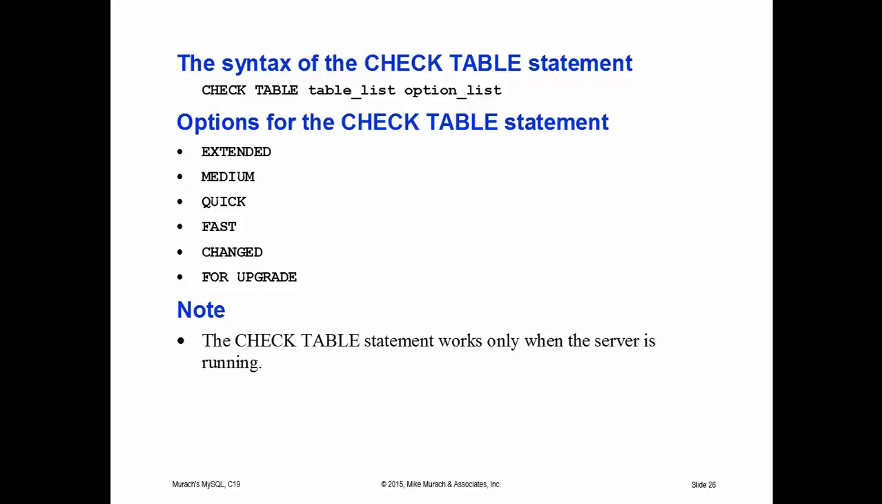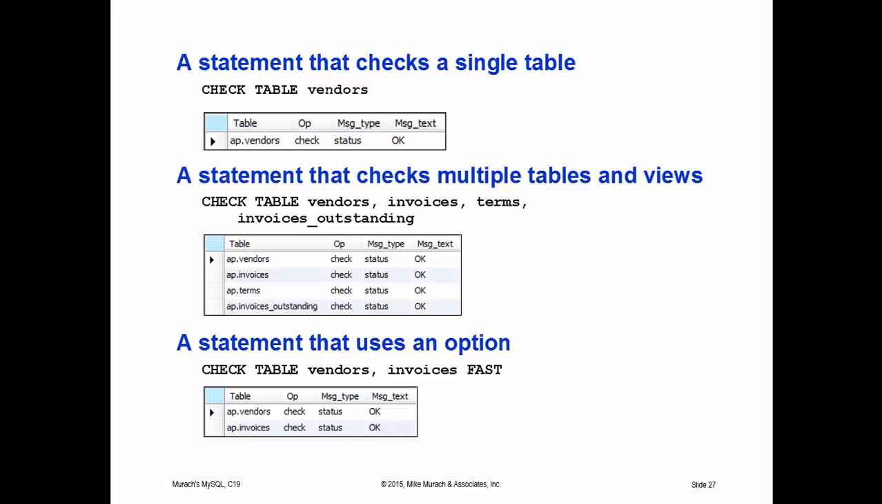So what we're talking about here is that we've had a problem with one or more tables. What we want to do is check those tables, and if there is a problem with them, we want to be able to repair those tables. Here are examples: checking a single table, multiple tables, and one that uses one of the options.